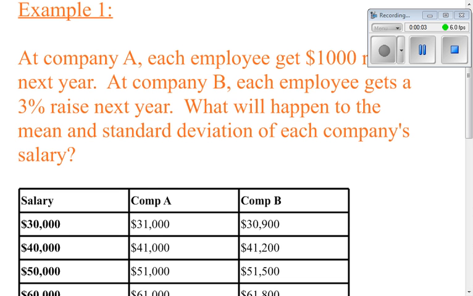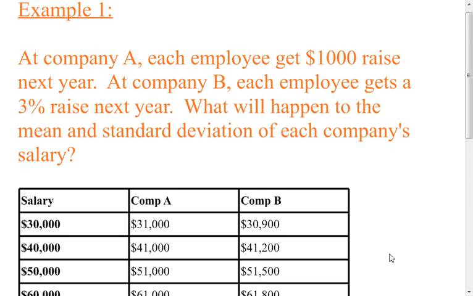In this lesson, we are going to do just a real quick review of some different measures of center concepts. So, in this particular example, at Company A, each employee gets a $1,000 raise in a year, and at Company B, each employee gets a 3% raise. What will happen to the mean and the standard deviation of each company?